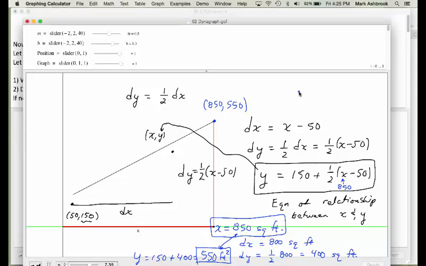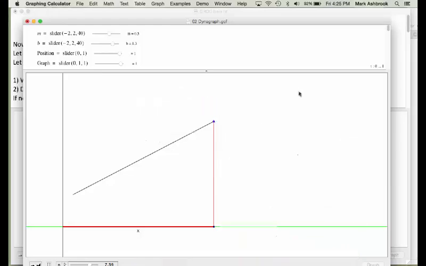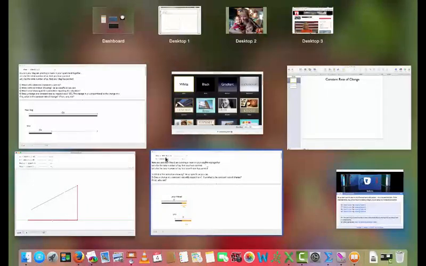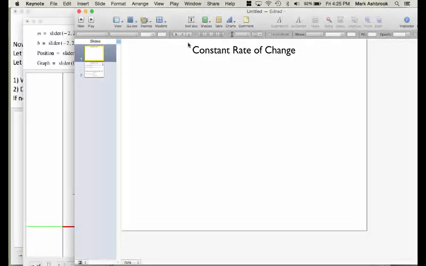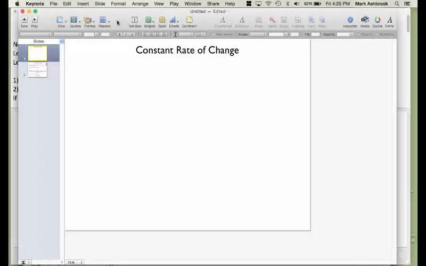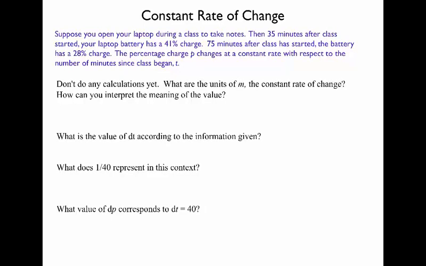Okay, so we moved on to a new scenario then. Let's take a look. Working on a constant rate of change here. Suppose you open your laptop during class to take notes, and 35 minutes after class started, your laptop battery has a 41% charge. 75 minutes after your class has started, the battery has a 28% charge. Percentage charge P changes at a constant rate with respect to the number of minutes since class began.